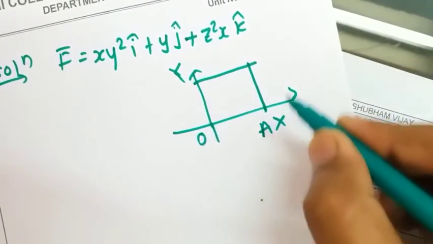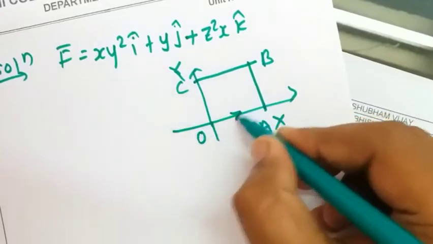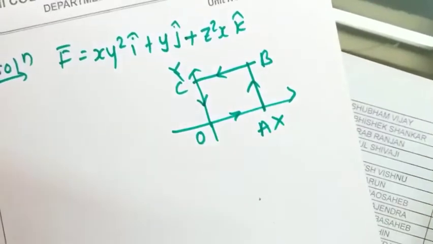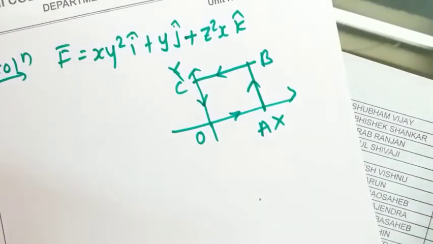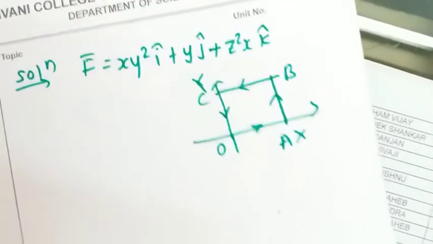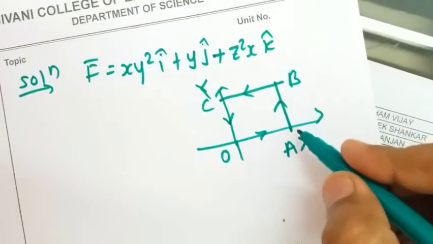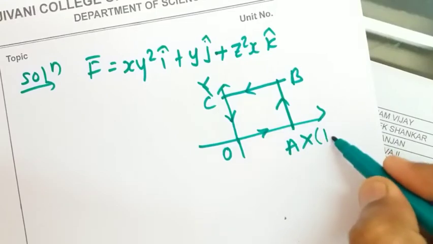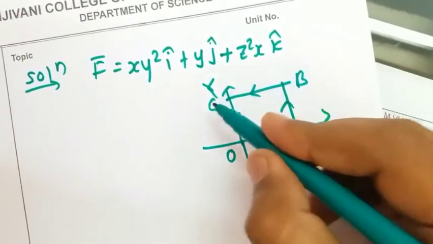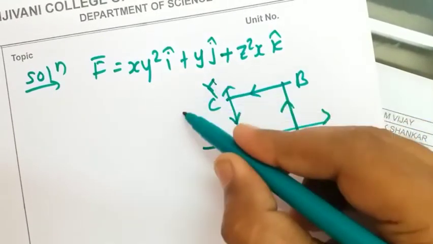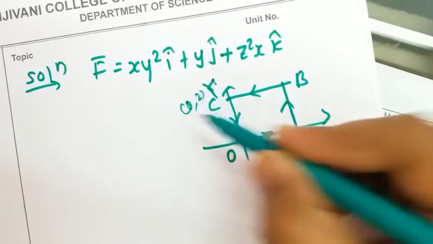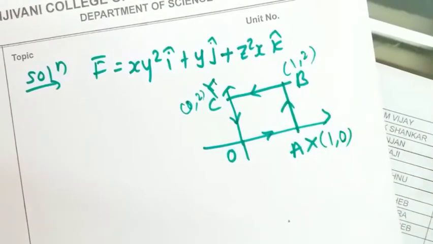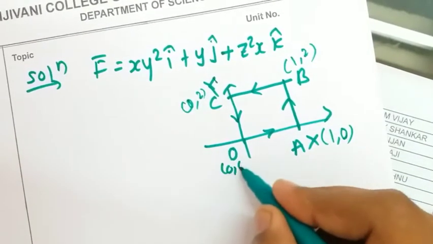Let us give these names O, A, B, C, and draw the anti-clockwise direction, because we have a line integral in Stokes theorem. So for calculating the line integral, we consider the anti-clockwise direction. Now these points you can also determine. This is the point x equal to 1, y is 0. This is the point y equal to 2, x equal to 0, and this is the point of intersection of the two, so 1 comma 2. These are the 4 points, and this is the origin 0 0.